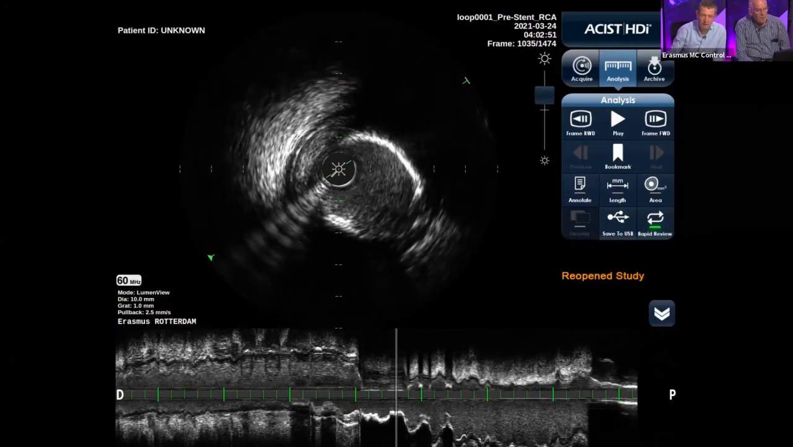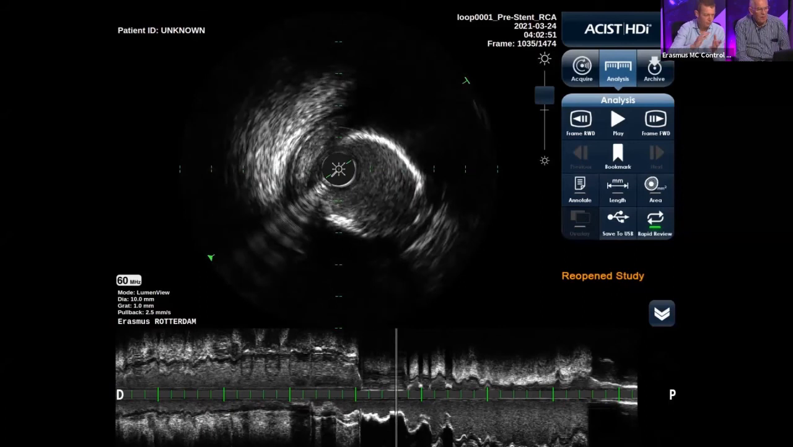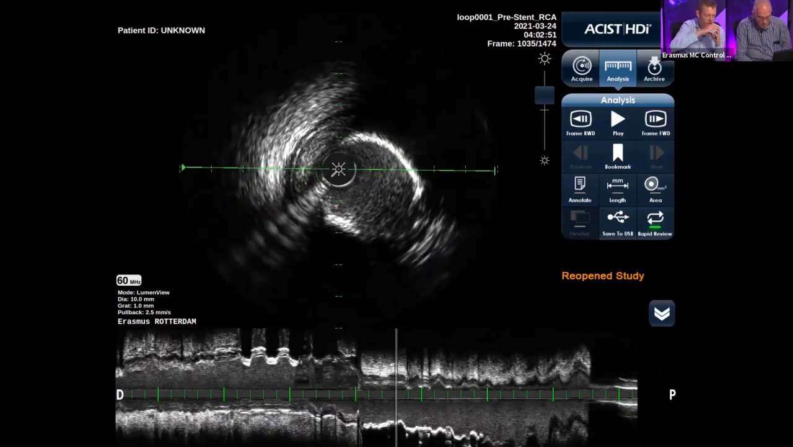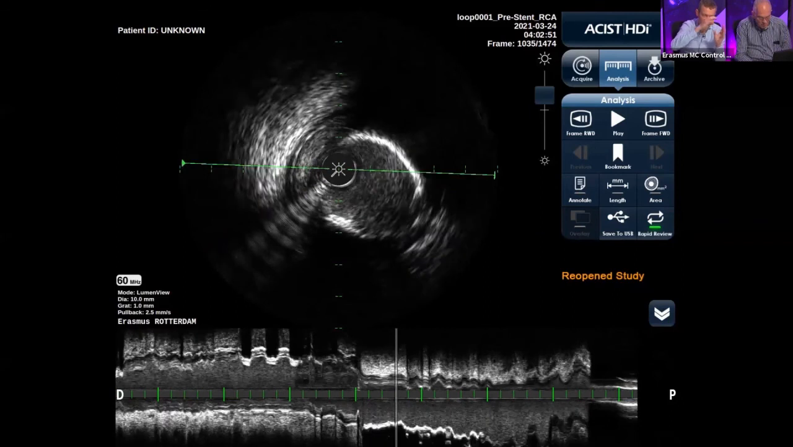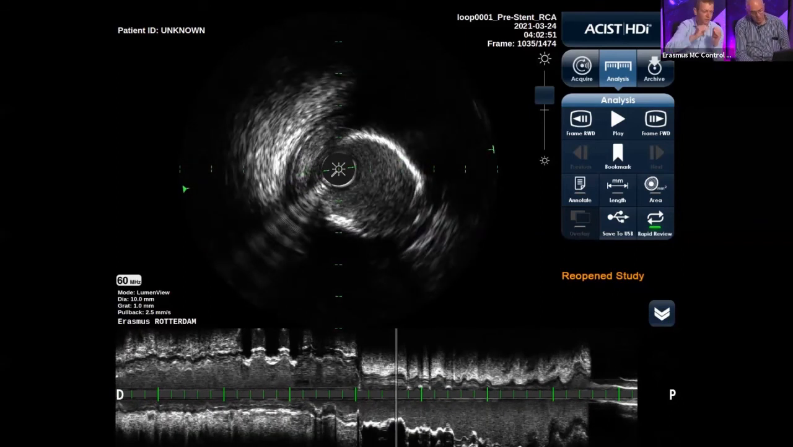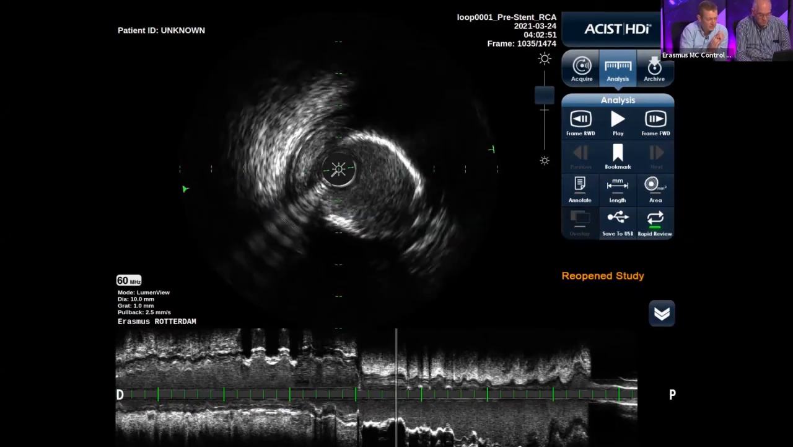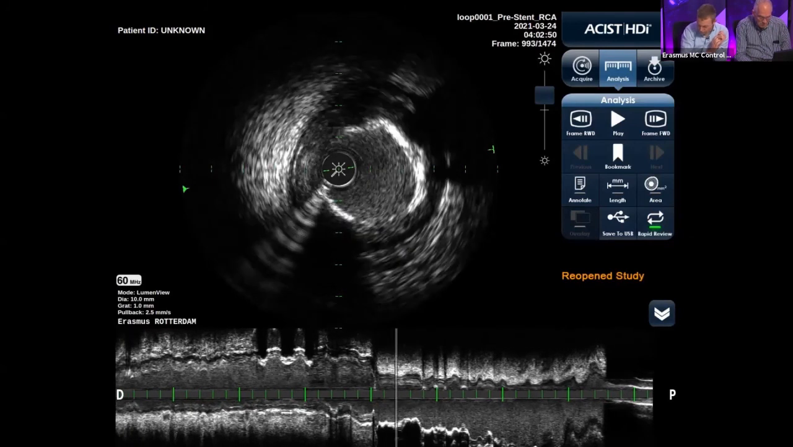So that means that the likelihood that a balloon or a stent would expand properly is very large, because if you have one shelf of calcium that is rigid and concentric, that has a much higher resistance as compared to different separate shells of calcium within the vessel wall with soft areas in between that probably will not hamper the expansion of balloons or stents.